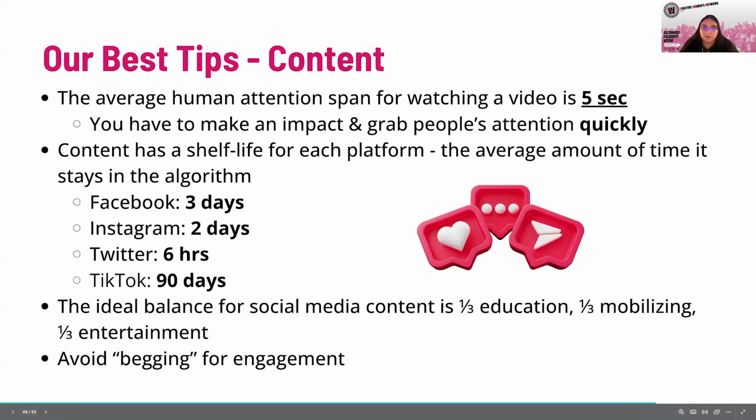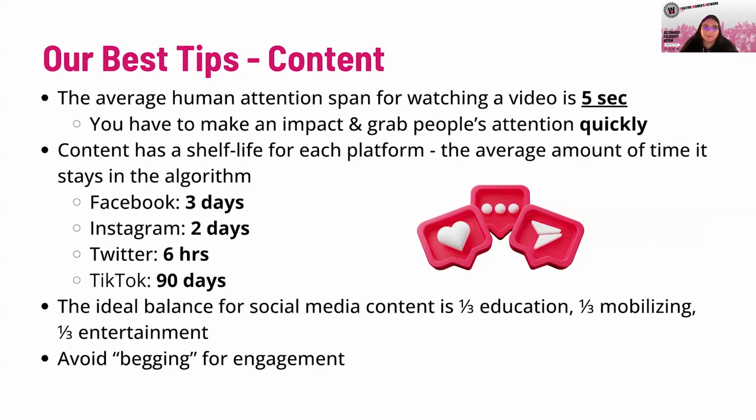So some of our best tips for creating content, like we talked about earlier: the human attention span is very short these days, especially on social media, because there's just so much information and content being thrown at everybody. The average attention span for watching video is about 5 seconds. So you have 5 seconds to make an impact and grab someone's attention very quickly. We want thumb-stopping content. We want people to take a pause and be curious and want to pay attention, want to read, want to see what we've got going on.